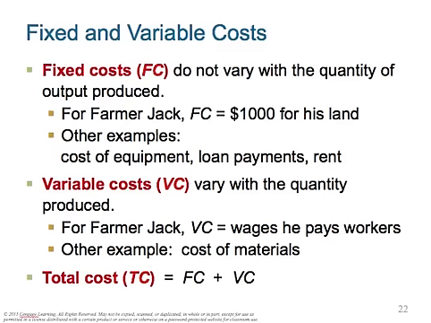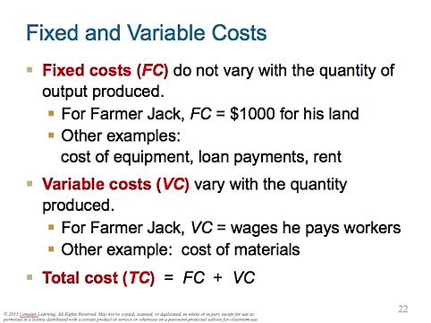Fixed costs do not vary with the quantity of output produced. For Farmer Jack, the fixed cost is $1,000 for his land. Other examples could be cost of equipment, like diesel to run a tractor, and so on and so forth. Loan payments he has to make every month, rent.